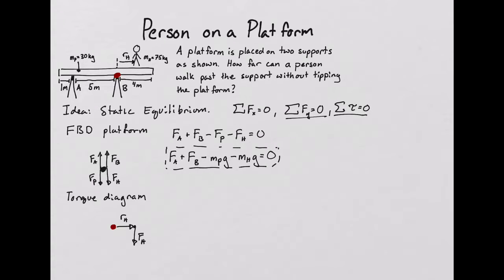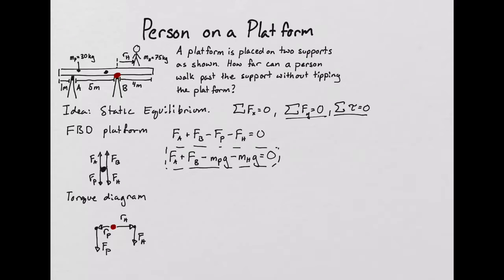Next, I need to worry about the torque due to the weight of the platform itself. Now, the gravity acts on the platform at the center of mass. This is a 10-meter long platform, so 5 meters from the end, or 1 meter past platform B, is going to be our displacement vector for the platform, and I will draw in the force due to the weight of the platform.